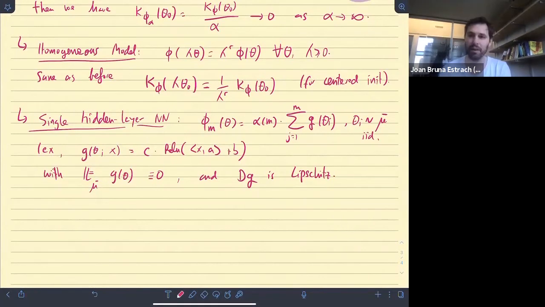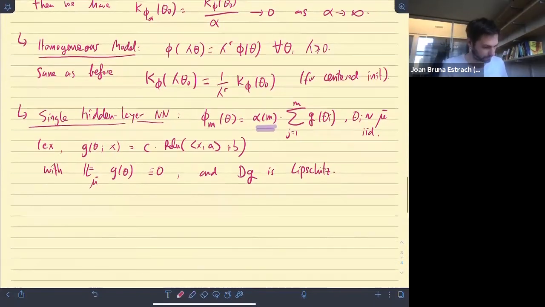So this is a model of a single hidden layer neural network of m neurons. I want to understand how I should normalize, or what scaling I need to use, when I define this model.